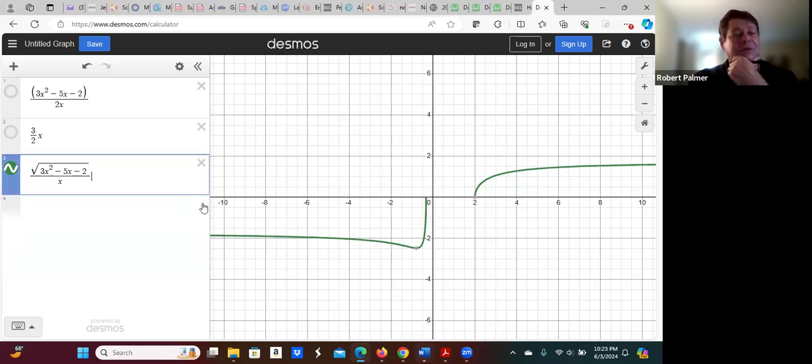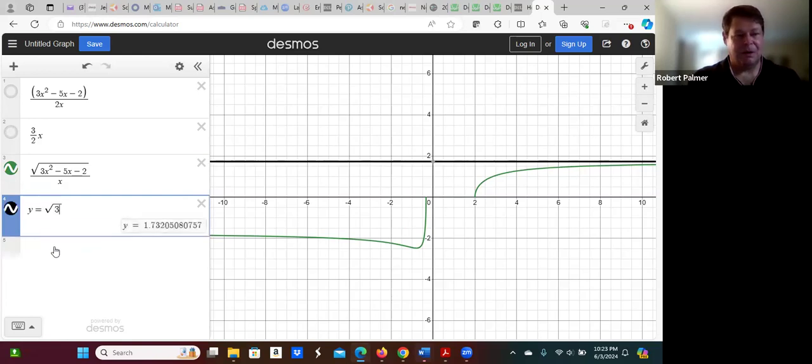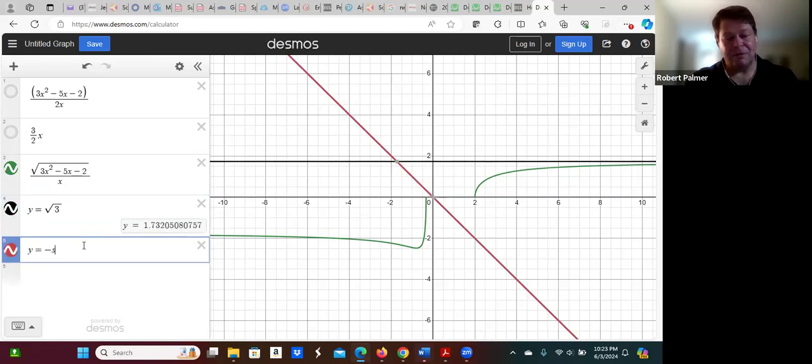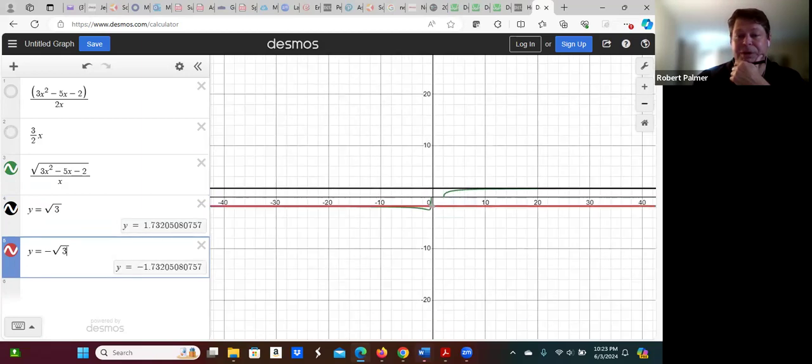But once again, as we saw, this should look like the square root of 3, or actually maybe the negative square root of 3. Let's approximate both of those, so let's draw these horizontal lines. y equals the square root of 3, which is approximately 1.73. And then let's do the negative one, y equals negative square root of 3. As we'll see, if you zoom out on this, you'll see the function approaches those extremely well. So those are horizontal asymptotes.